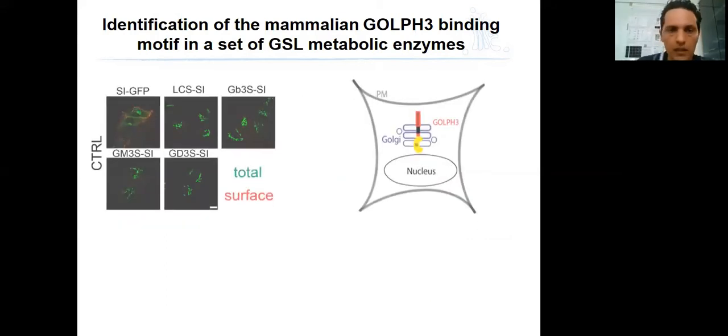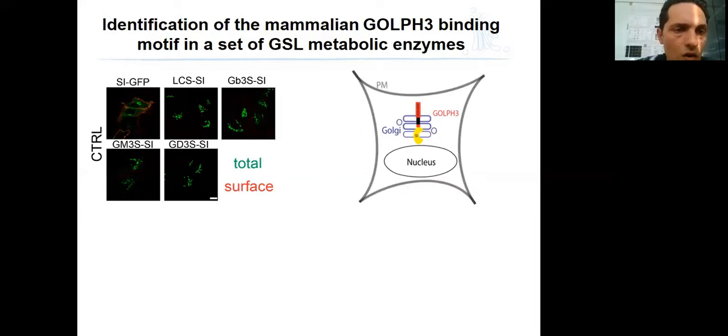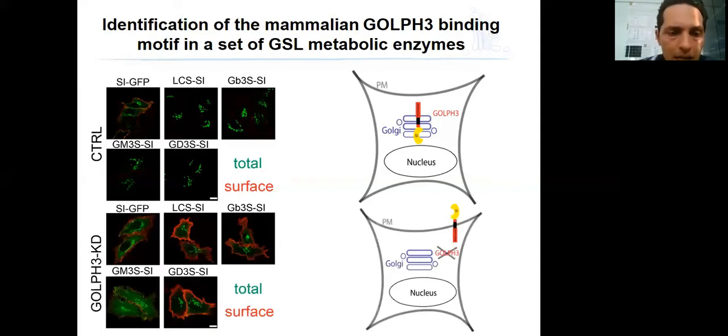As you can see in this experiment, while sucrase-isomaltase localized in the plasma membrane as expected, the chimeras containing the tails of lactosylceramide synthase, GB3 synthase, GM3 synthase, and GD3 synthase all localized at the Golgi, meaning that the information to keep the enzyme in the Golgi is mainly in the cytosolic tails. More interestingly, if you remove GOLPH3, all these chimeras leave the Golgi and move back to the plasma membrane, behaving like the normal sucrase-isomaltase. So the information to keep the enzyme in the Golgi is in the tails and requires binding to GOLPH3.